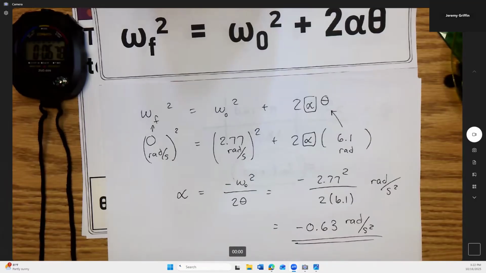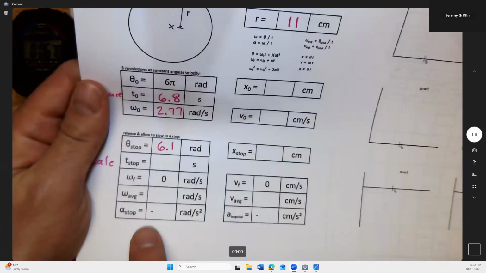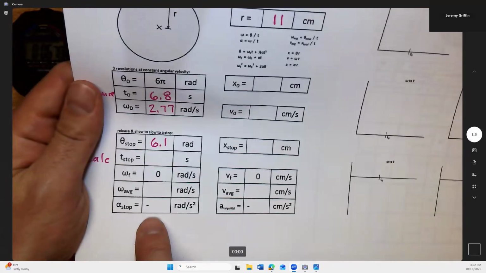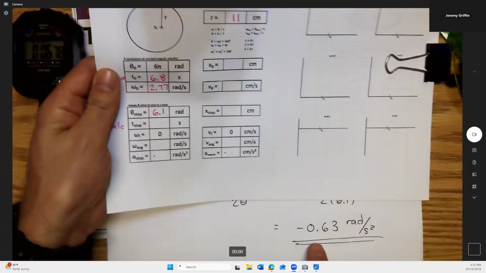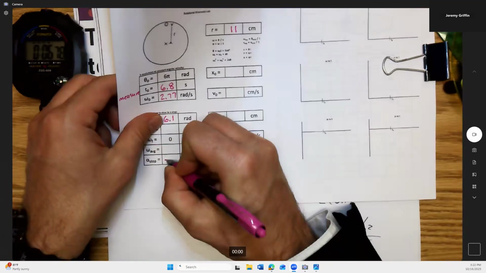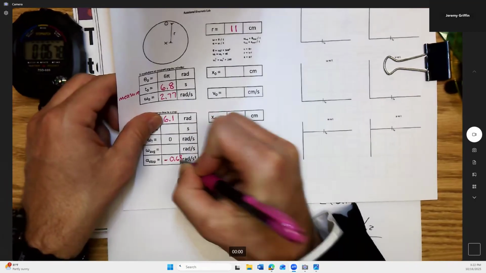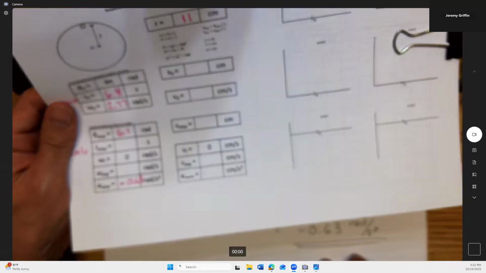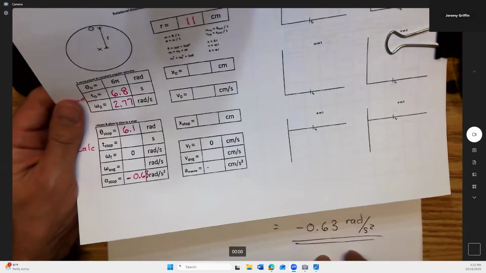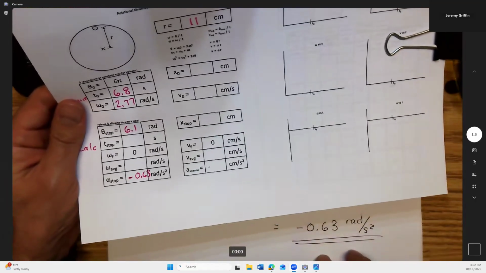Okay. So I'm going to go to where it says alpha stop. You guys see alpha stop at the very bottom? And I gave you the negative to really help you out because everybody should be negative. It's negative, and mine finishes 0.63. And that's radians per second squared. Okay, so everybody got their alpha also?